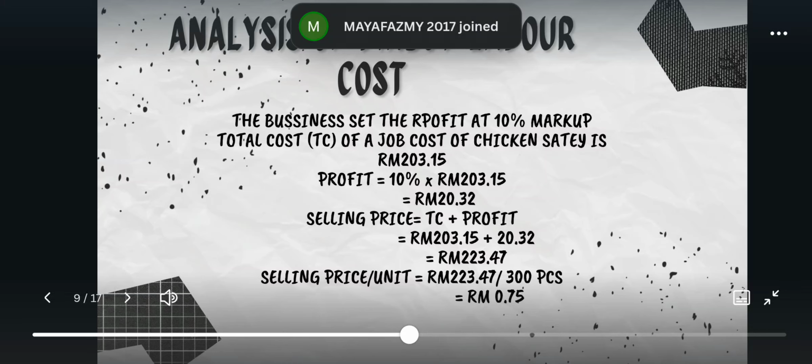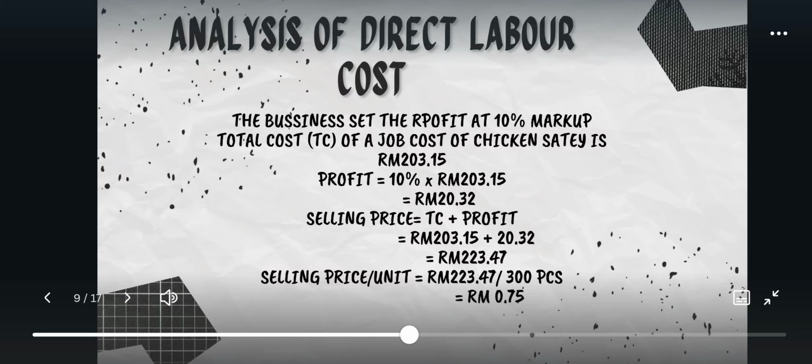For selling price, the formula is total cost plus profit. So 203 ringgit 15 cents plus 20 ringgit 32 cents. The answer will be 223 ringgit 47 cents, sorry. Lastly, for selling price per unit, 223 ringgit 47 cents divided by 300 pieces. So the answer will be 0.75.